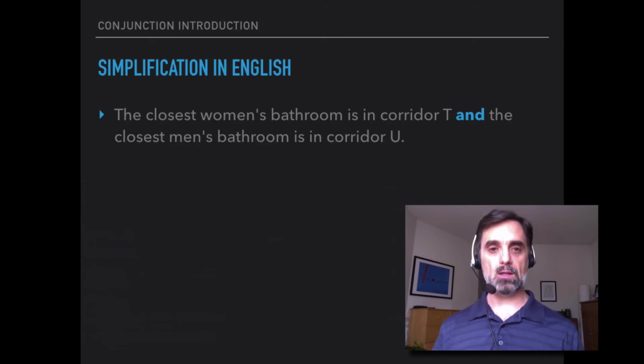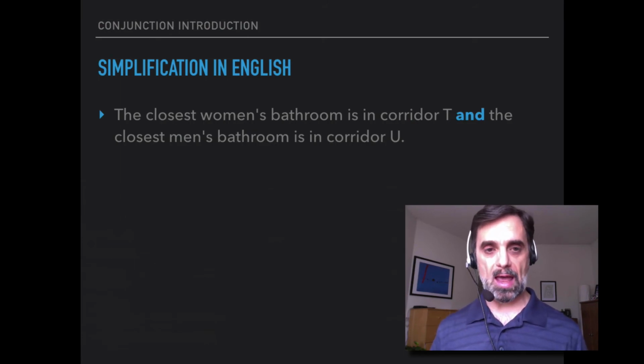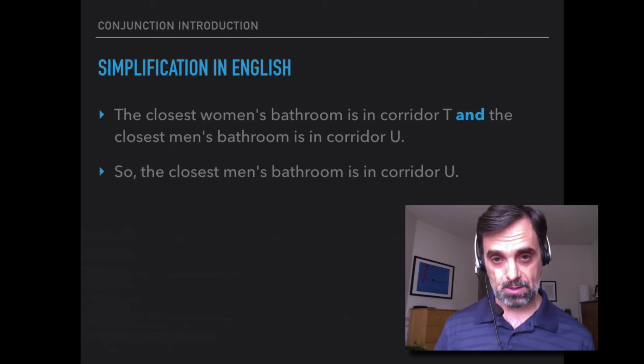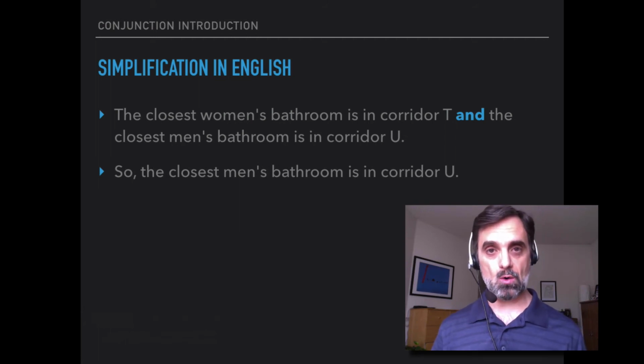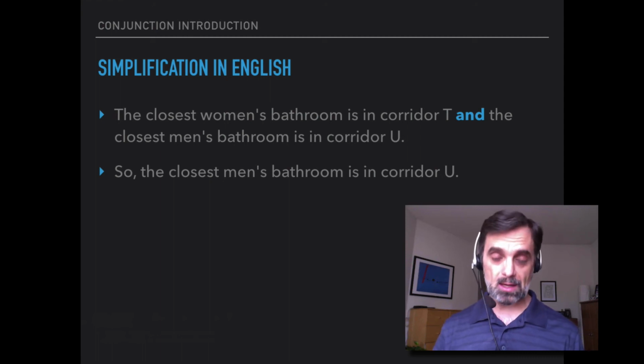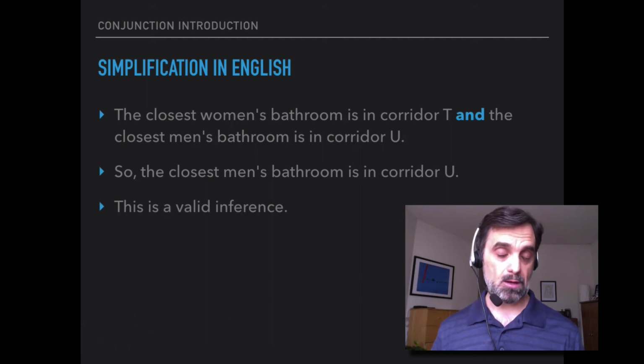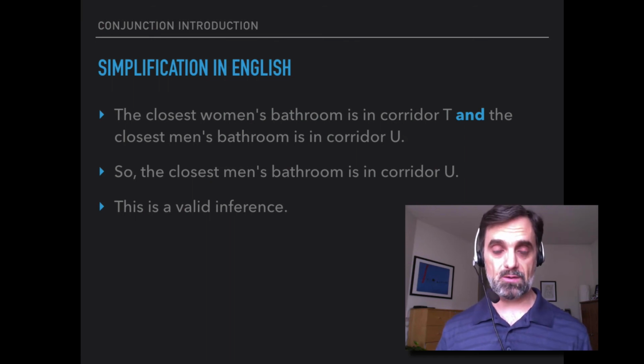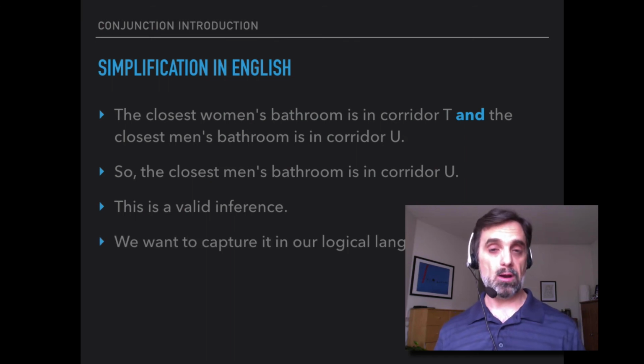We have the sentence, "The closest women's bathroom is in corridor T, and the closest men's bathroom is in corridor U." And the inference that you draw, that Joe is unable to draw, is the closest men's bathroom is in corridor U. This is about as obvious a logical inference as they get, yet nonetheless, given Joe's incapacities, he's not able to draw it. And this is a good inference. It's valid. No matter what, if the premise is true, then the conclusion is also true. If P and Q, or if any AND statement is true, then both of the parts of it are true. And that's just what this inference does. We want to capture this inference in our logical language, and that's what we're going to do in this unit.